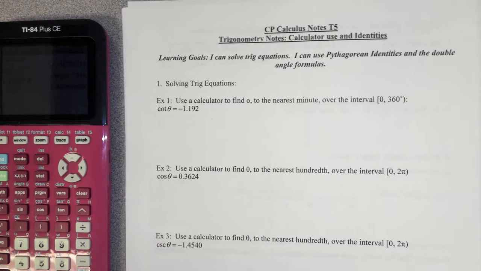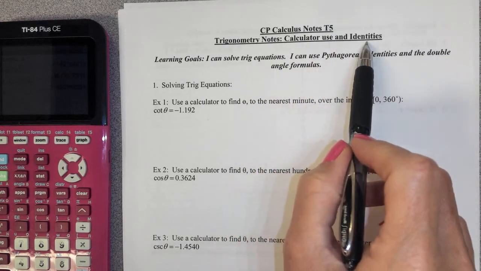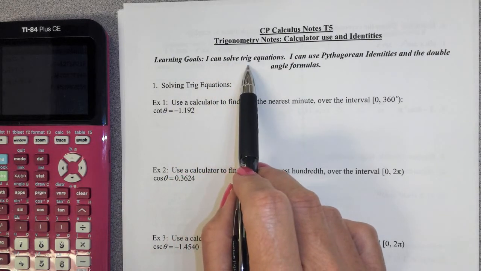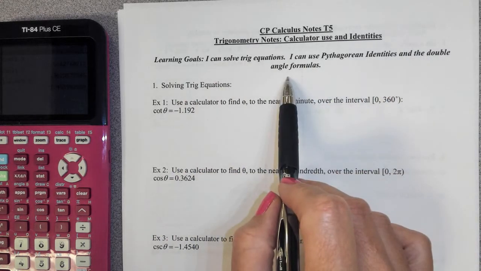Hello, today we are looking at section T5 in calculus. This is over using the calculator and identities. So our learning goal today is to be able to solve trig equations. We also want to be able to use Pythagorean identities and the double angle formulas.